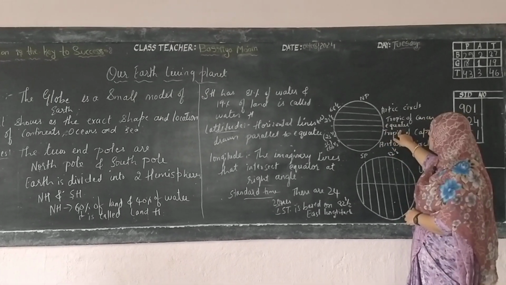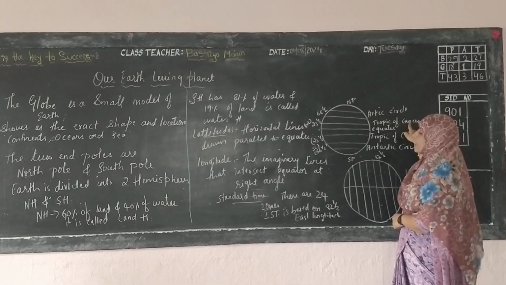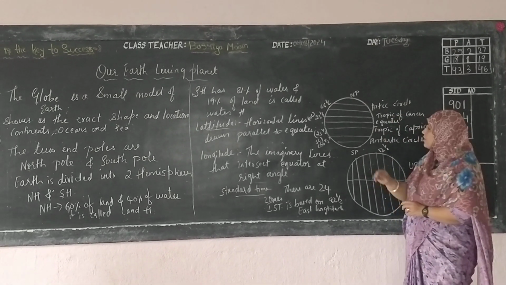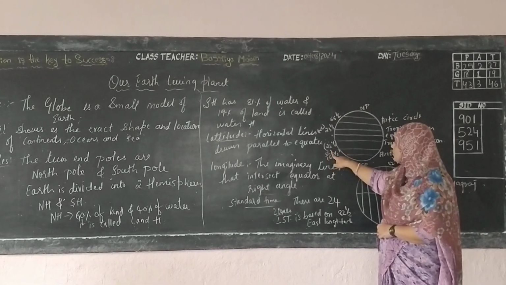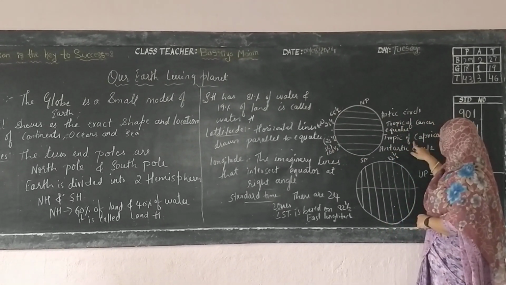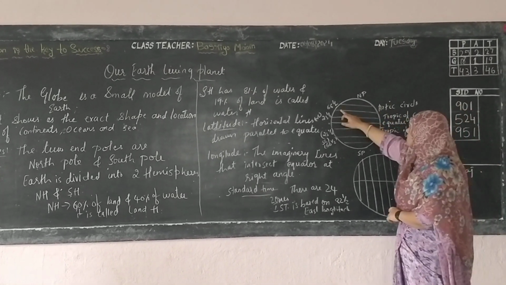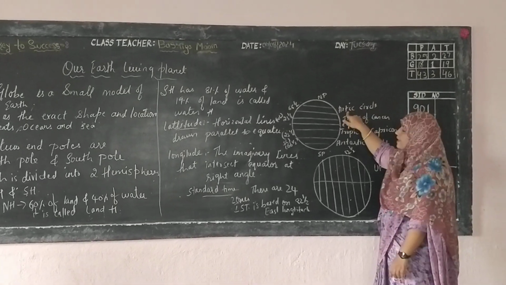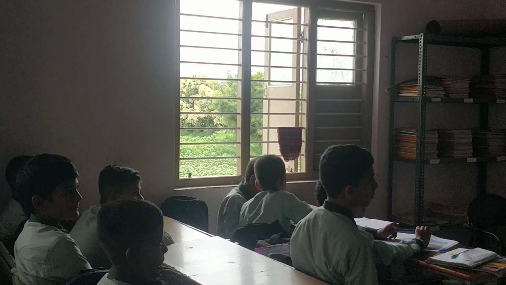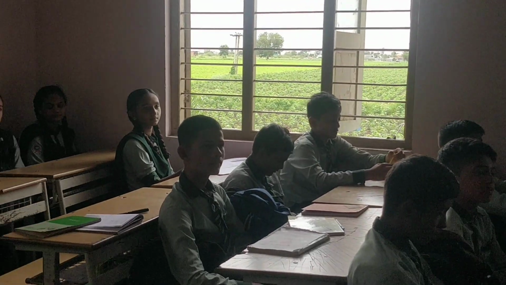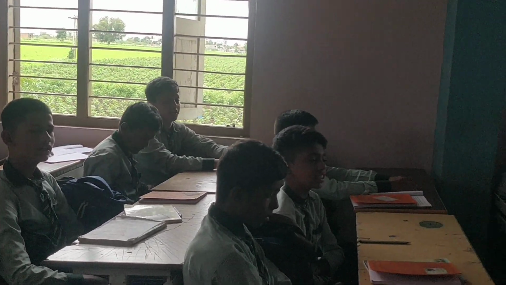This is the equator. The 23.5 degree North latitude is the Tropic of Cancer. Downside in the Southern Hemisphere, 23.5 degree South latitude is called the Tropic of Capricorn. In the same way, 66.5 degree North latitude is the Arctic Circle. In the south, 66.5 degree South latitude is called the Antarctic Circle.